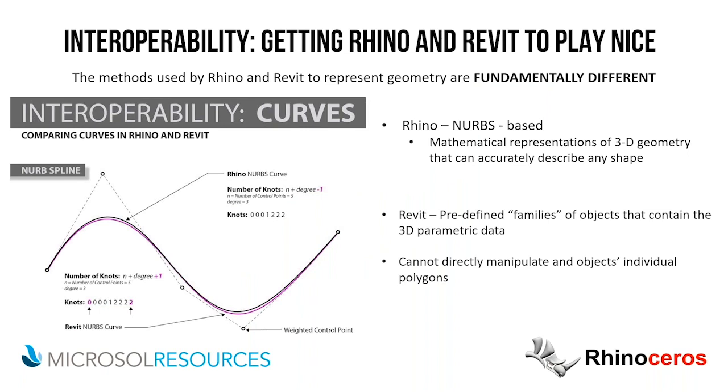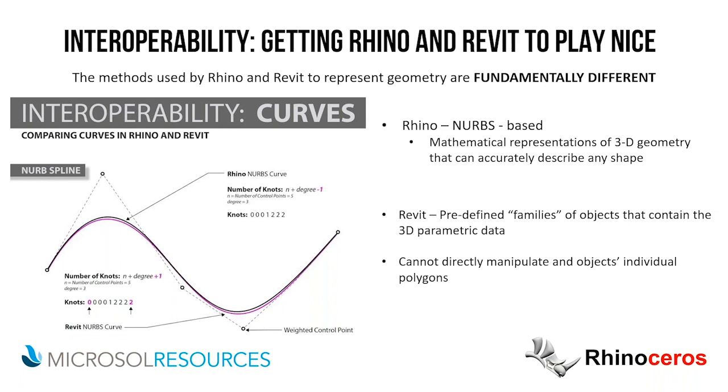So first, I should state that the methods used by Rhino and Revit to represent geometry are fundamentally different. That's why you get so many cross-compatibility issues. So Rhino is NURBS-based, which is a mathematical representation of the 3D geometry. NURBS stands for non-uniform rational B-splines, which, like I said, are mathematical representations. They can accurately describe any shape from a simple 2D line, circle, arc, curve, whatever, to the most complex 3D organic free-form surfaces or solids.